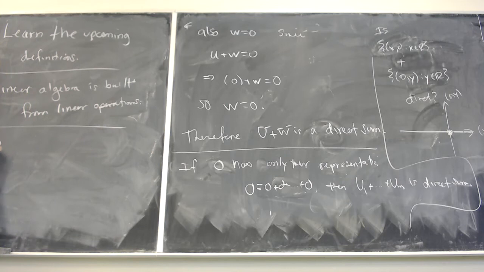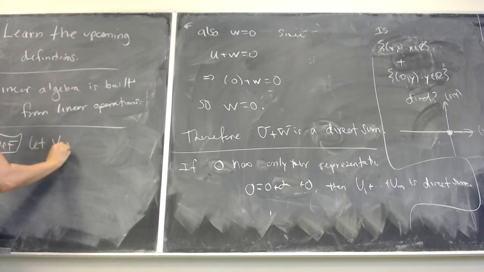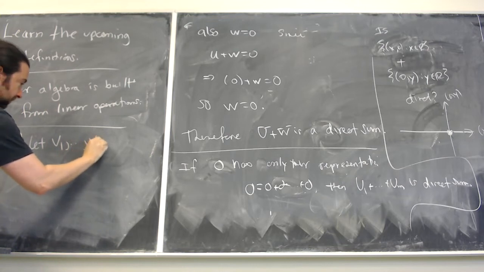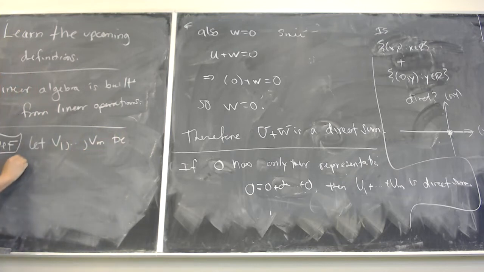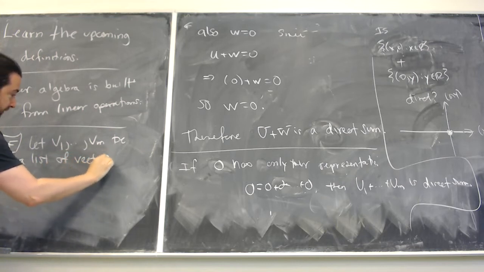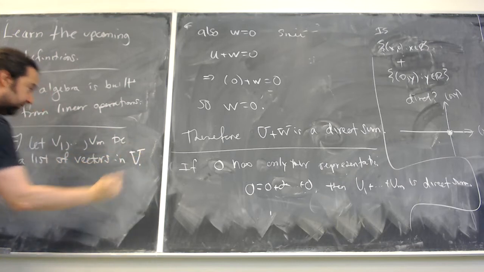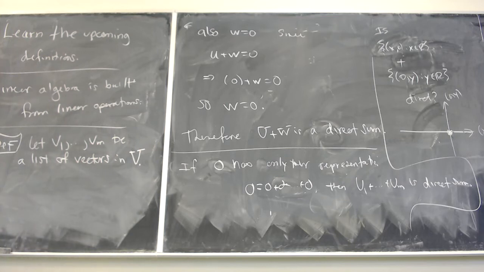So we're going to make a definition. This is sort of our first foundational definition here, which is, let V1 up to Vm be a list of vectors in a vector space V. When I write V, I'm going to follow Axler, who says, every time I write V, I mean let V be a vector space because I'm tired of writing let V be a vector space all over the place. So if I write V, I mean vector space.